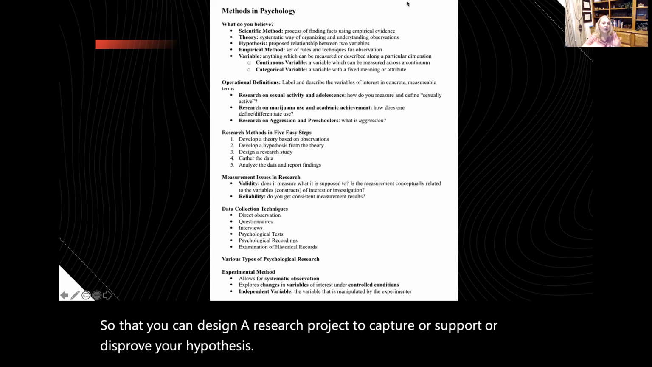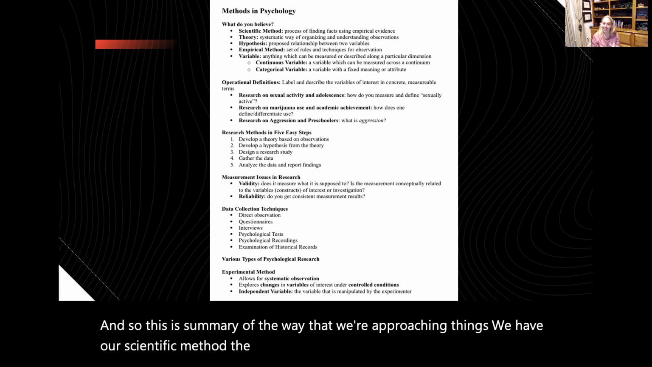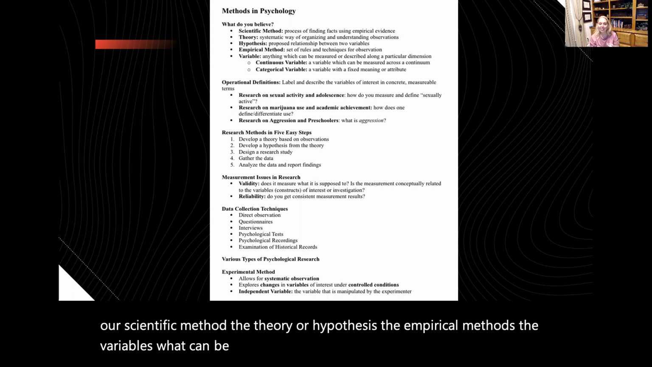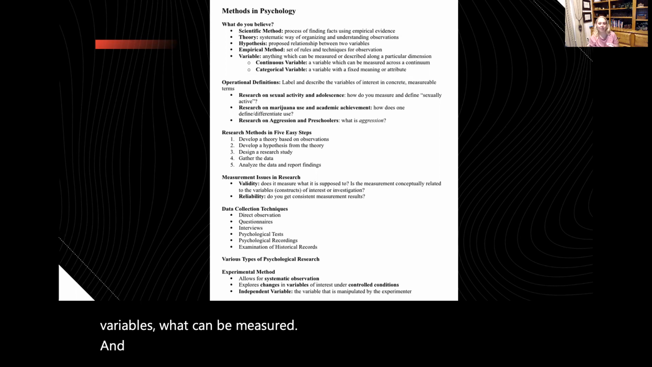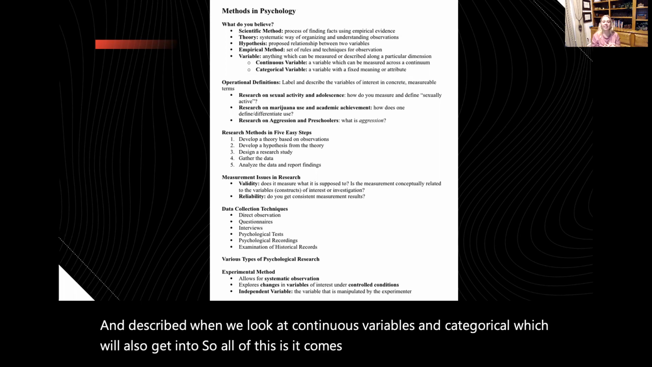And so this is a summary of the way that we're approaching things. We have our scientific method, the theory, our hypothesis, the empirical methods, the variables, what can be measured and described. When we look at continuous variables and categorical, which we'll also get into. So all of this comes together, the definitions.